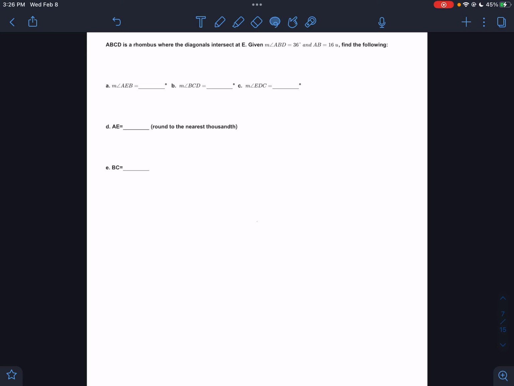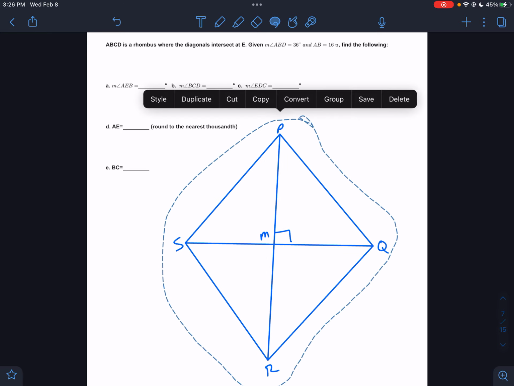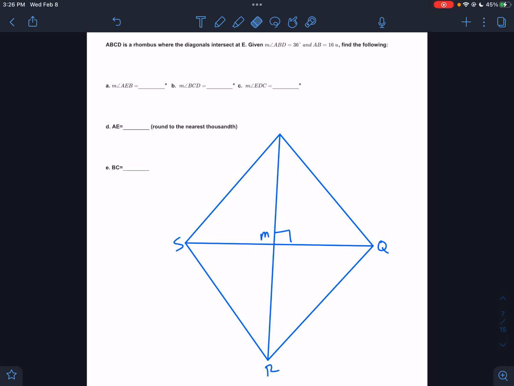ABCD is a rhombus. Hey, check it out. I got a rhombus right there. Boom! Let me erase those letters because they're not the same. All right, ABCD is a rhombus. A, B, C, and D.